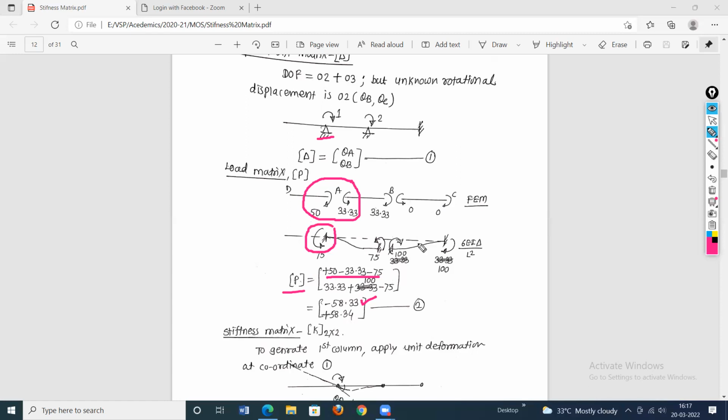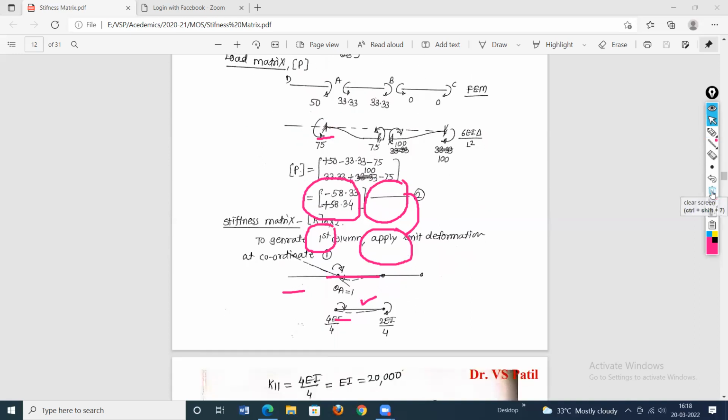Then the second element will be the restraining moment at coordinate 2, which is at point B. At point B, due to loading, these are the restraining moments: plus 33.33, and this is the restraining moment due to the level difference. Again, this will be an addition of these, so it is minus 75 and plus 100. These are the two moments; take just the addition. Clockwise rotation is positive, anti-clockwise rotation is negative. This will be the second element at coordinate 2. Call this matrix A2, equation number 2.